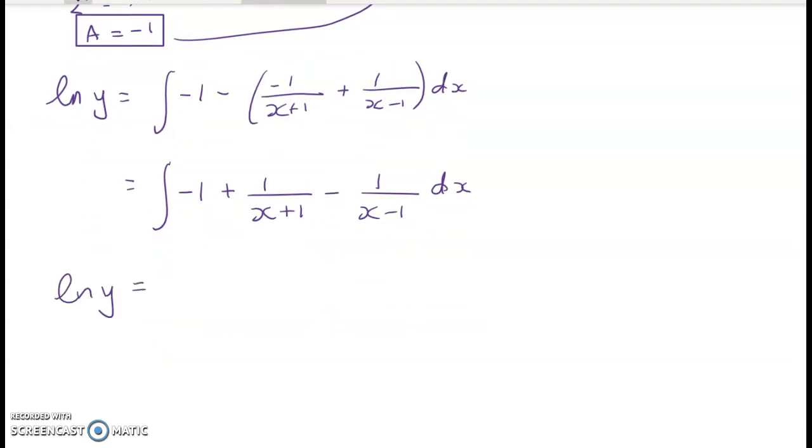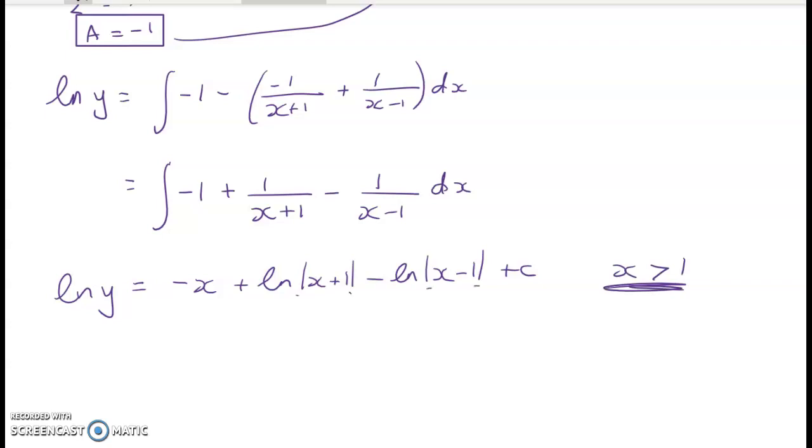We've got the natural log of y is equal to -x plus the natural log of x plus 1 minus the natural log of x minus 1 plus c. But remember at the start we were told that x was greater than 1, so that means that I can drop these absolute value signs. Right, so we've got the natural log of y is equal to -x plus the natural log of x plus 1 minus the natural log of x minus 1 plus c.